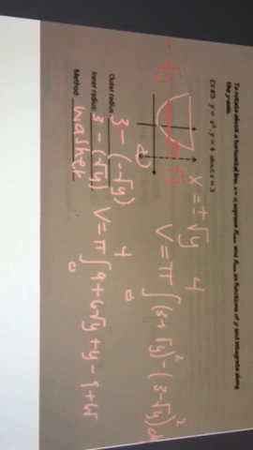Foiling it out would give us a volume of pi from 0 to 4 of 9 plus 6 square root of y plus y minus 9 plus 6 square root of y minus y dy. We could simplify by canceling out the 9s, canceling out the y's, and combining these here. We could then pull out the 12, so we'd end up with 12 pi, and integrating square root of y would give us 2y to the 3 halves over 3, evaluate it from 0 to 4, and that would give us a volume of 64 pi.